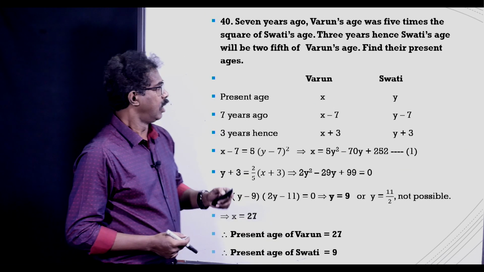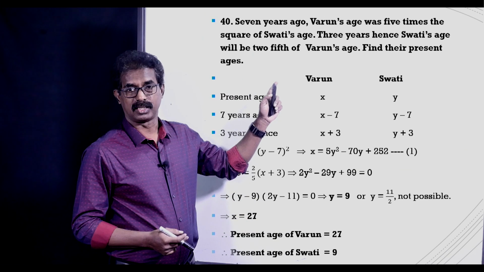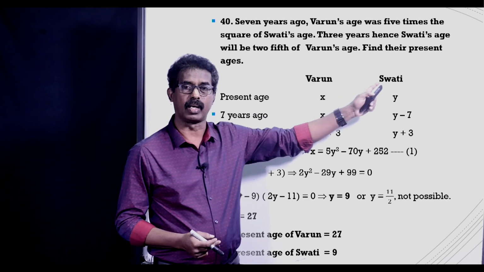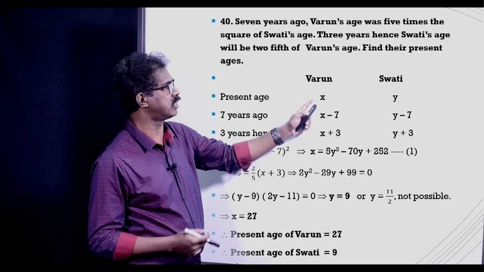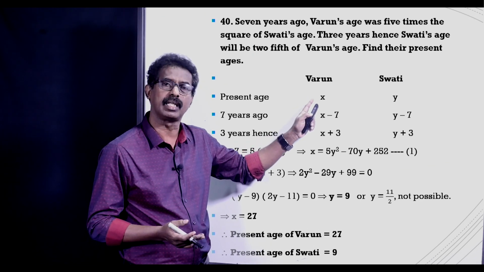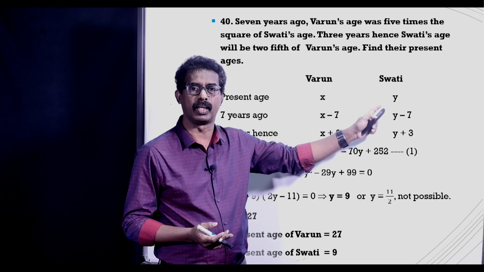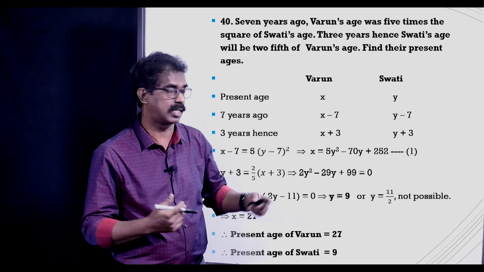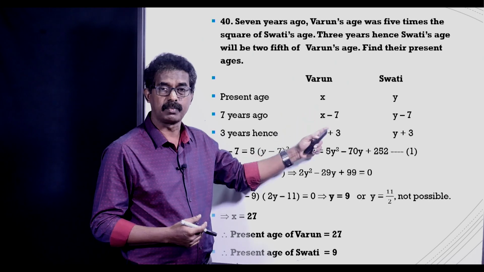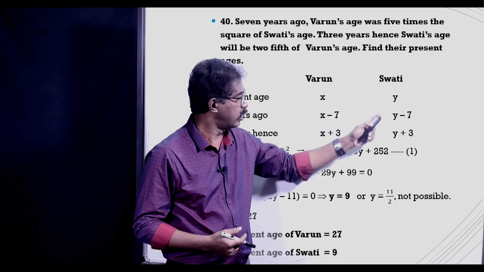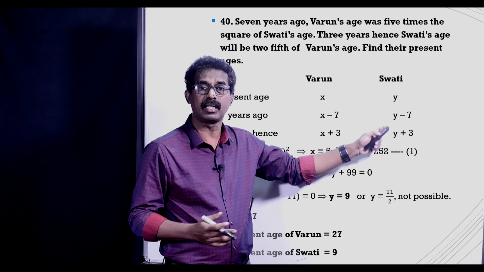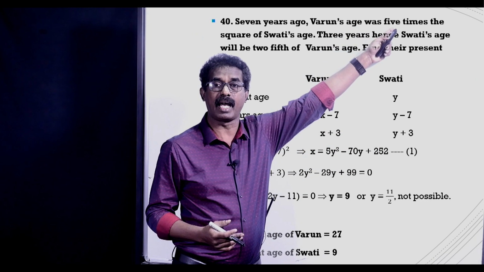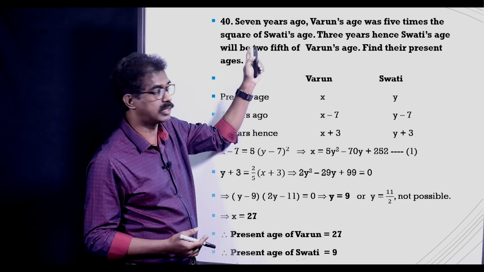Okay. Now look at this question. One sum in age: Varun and Swati. What is given here? They asked to find the present ages. We don't know the present ages. We take the present ages as x and y. Now what they said here: 7 years ago. 7 years ago means 7 years less, right? So x becomes x minus 7 and y becomes y minus 7. 7 years ago, what relation they said here? Varun's age was 5 times square of Swati's age.